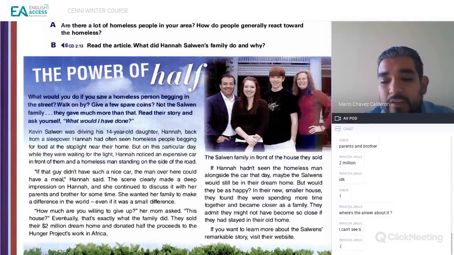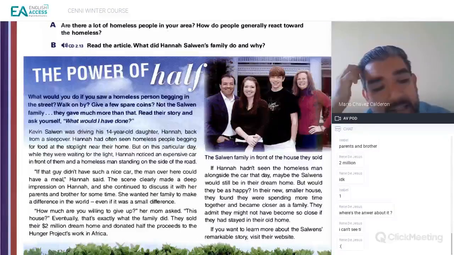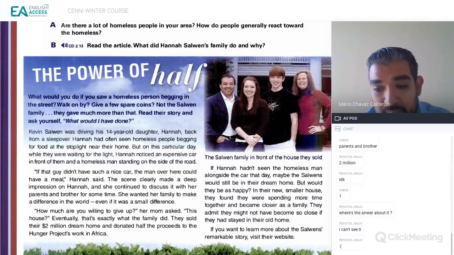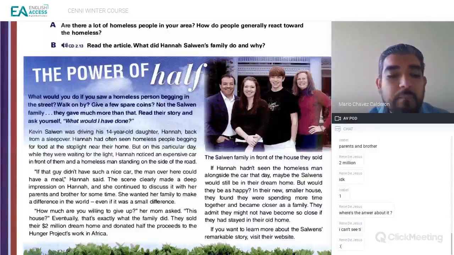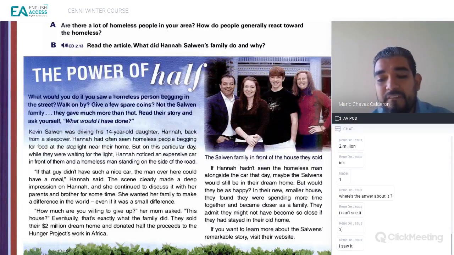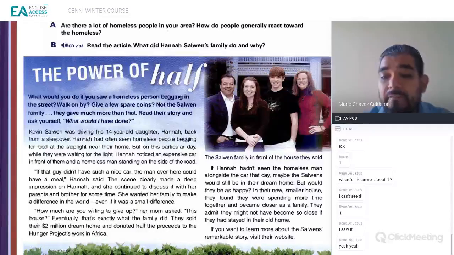The question is how much did they donate? And in the text, it says they sold their 2 million dream home. The house was 2 million. But it says they donated half of the profits. Half the profits. So if it is 2 million, they donated 1 million. You see?